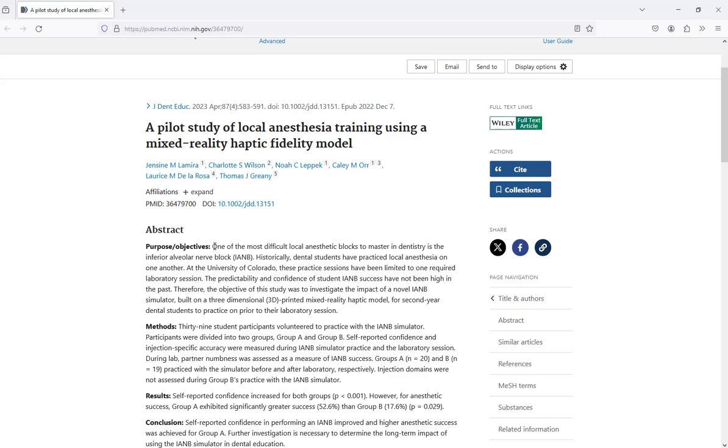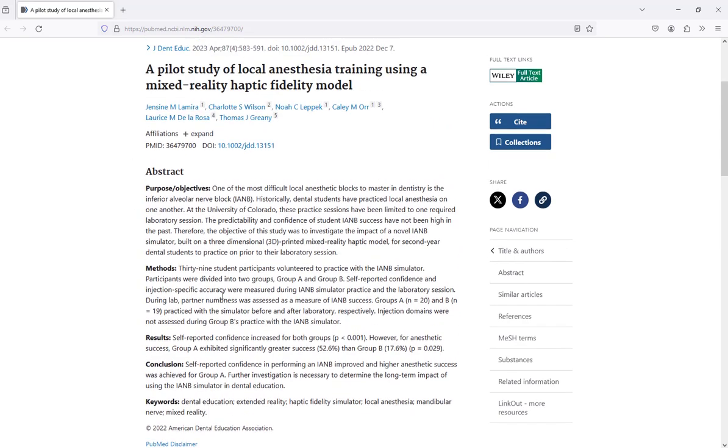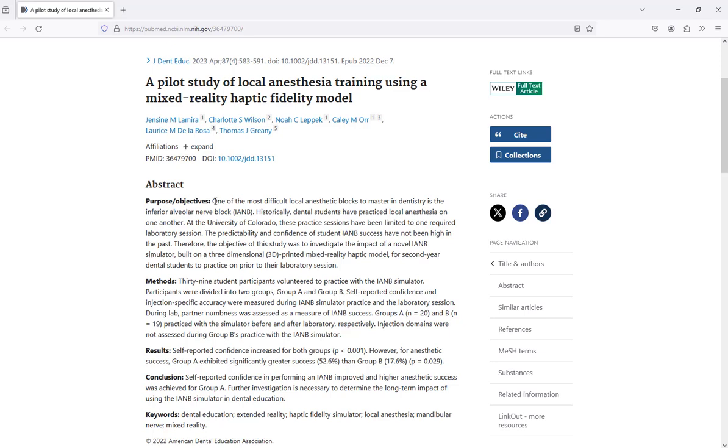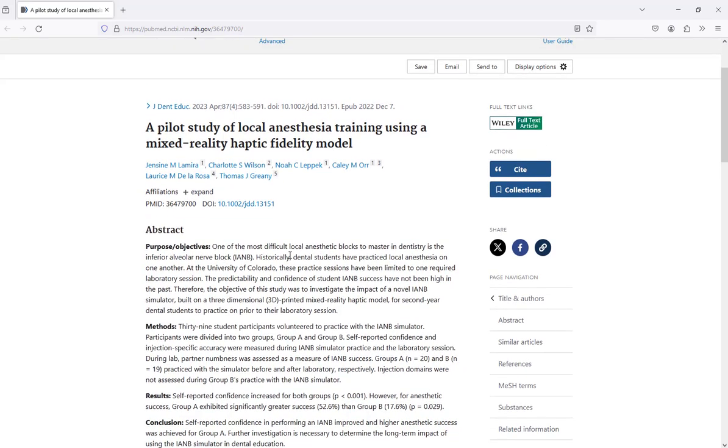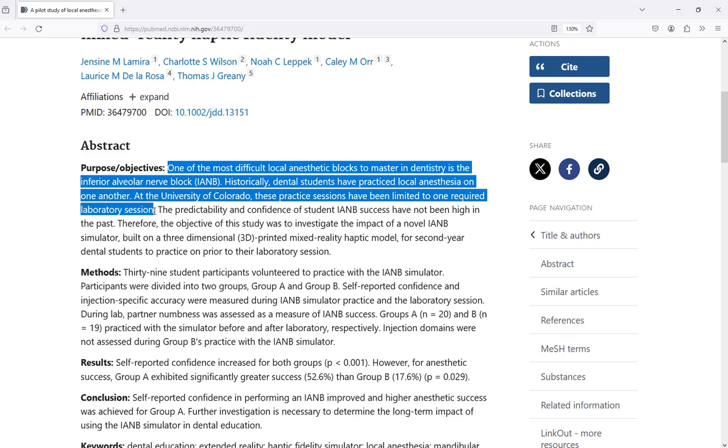And actually this abstract, not all abstracts do this, but this one separates the sections, which is really nice. Some of them it's all blended, but this one it's separated. So one of the most difficult local anesthetic blocks to master in dentistry is the inferior alveolar nerve block. Historically, dental students have practiced local anesthesia on one another. And at CU, these practice sessions have been limited to one lab section. Okay, so this is what's known, right? This is difficult and there's limited time, right?